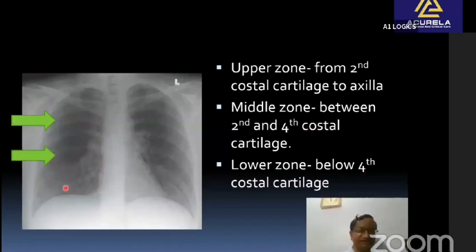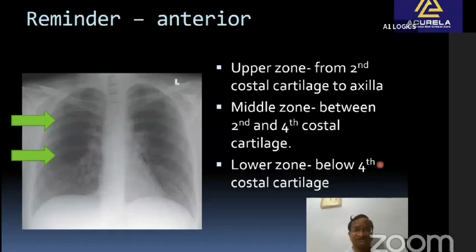Whenever you are commenting on any disease here, we should say it is in the lower zone and not in the lower lobe, because we don't know where it is. Sometimes this may be the upper lobe also. So we should comment that it is in the lower zone, middle zone, or upper zone. Sometimes the lung has three lobes, but zones are different. Remember, all these are anterior, not posterior. See here, anterior ribs, second and fourth, third and fourth. See here, this is the anterior rib.